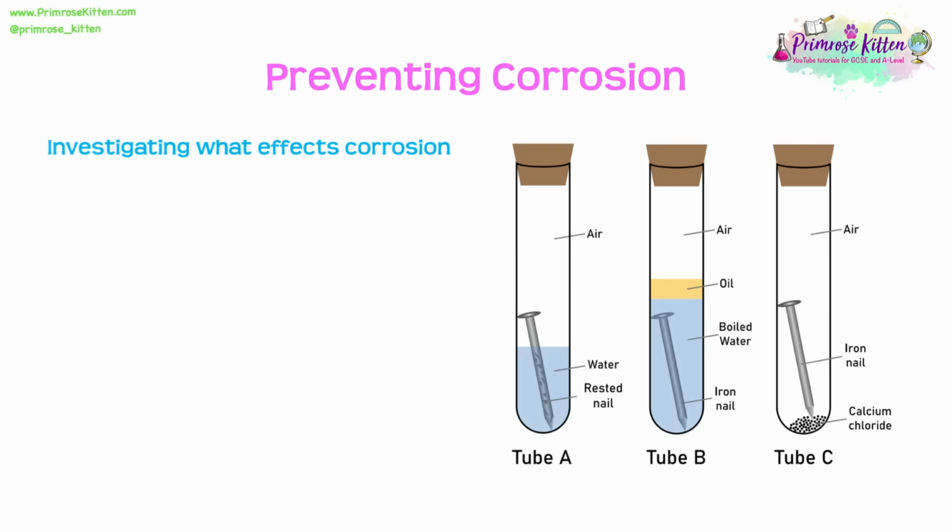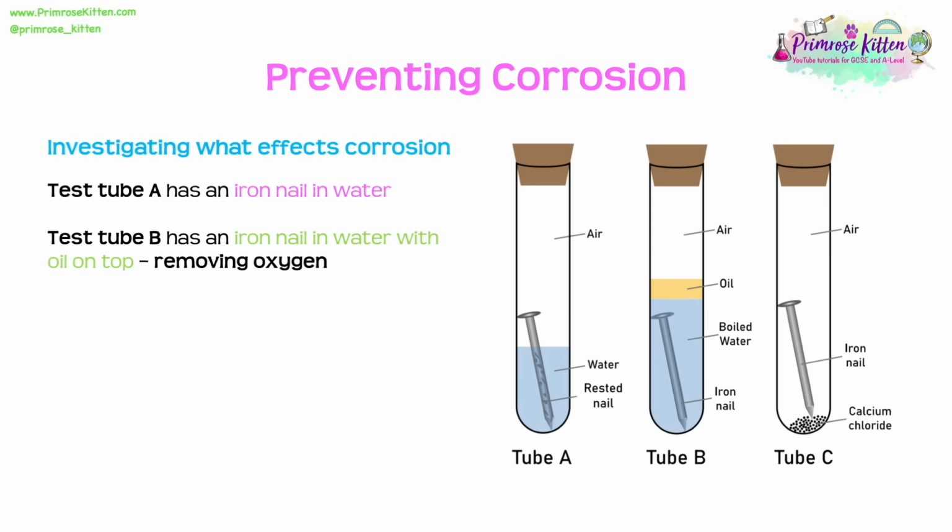So we can investigate these factors that affect corrosion. If we have a look at these 3 different test tubes, we can see that test tube A has an iron nail just sitting in some water. We can see that test tube B has the same thing. It's got an iron nail sitting in boiled water. However, it's coated with a layer of oil. And in test tube C, we have an iron nail. It's not in water, but it is sitting in some calcium chloride.